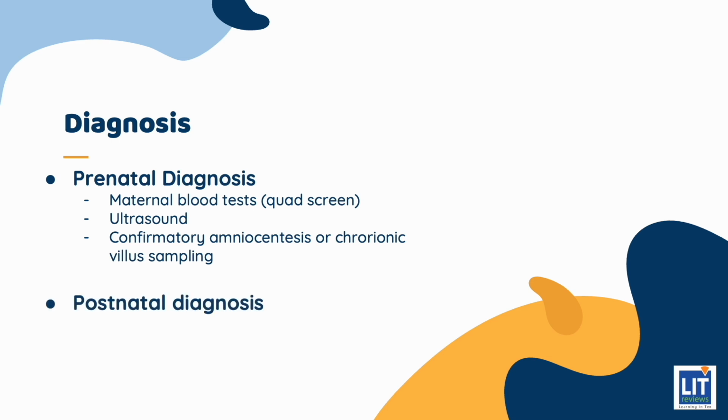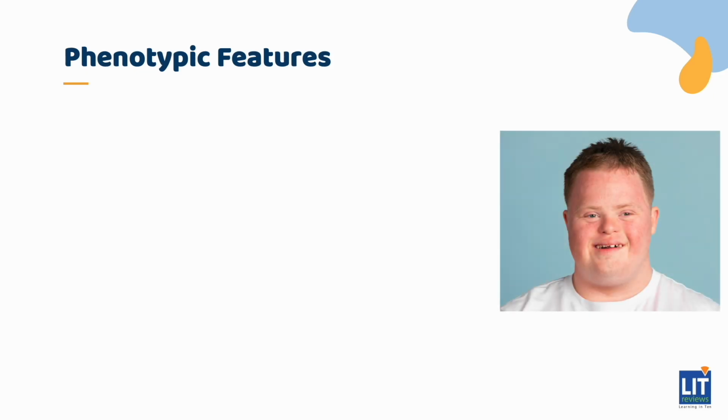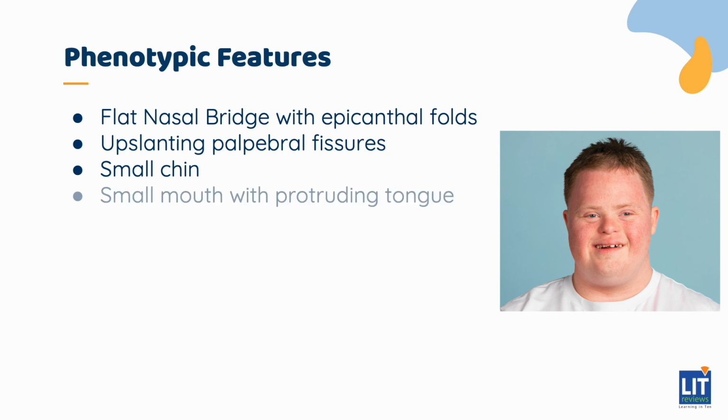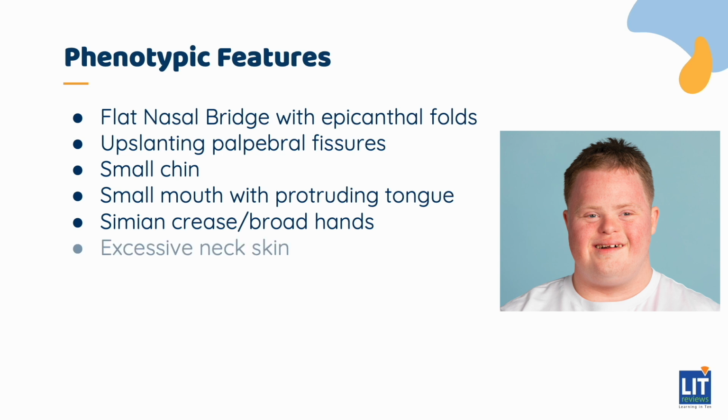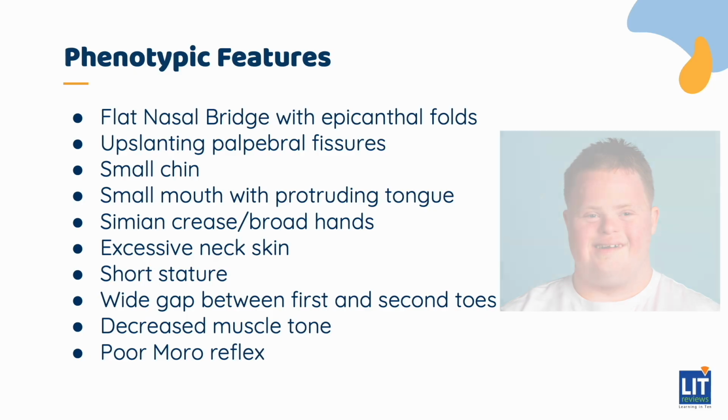Postnatal diagnosis usually occurs on the basis of physical examination with confirmation via chromosomal analysis. There are multiple physical characteristics that are common among individuals with Down syndrome. These include a flat nasal bridge with epicanthal folds, upslanting palpebral fissures, a small chin, a small mouth with a protruding tongue, a simian crease, excessive neck skin, short stature, a wide gap between the first and second toes, decreased muscle tone, and poor motor reflex.